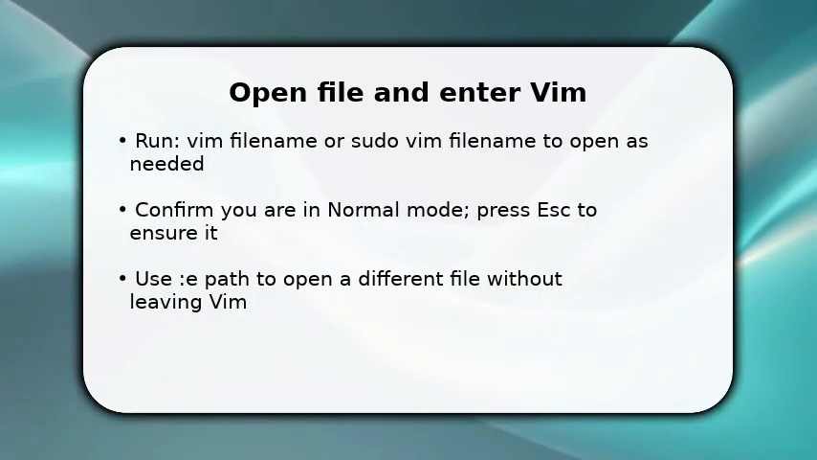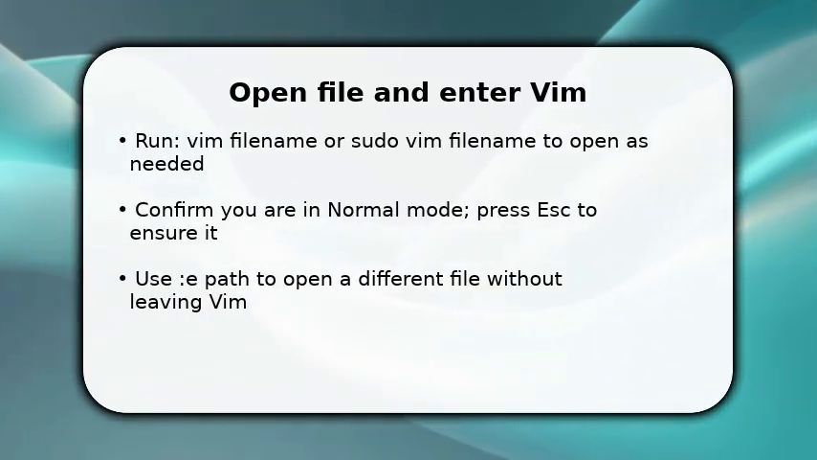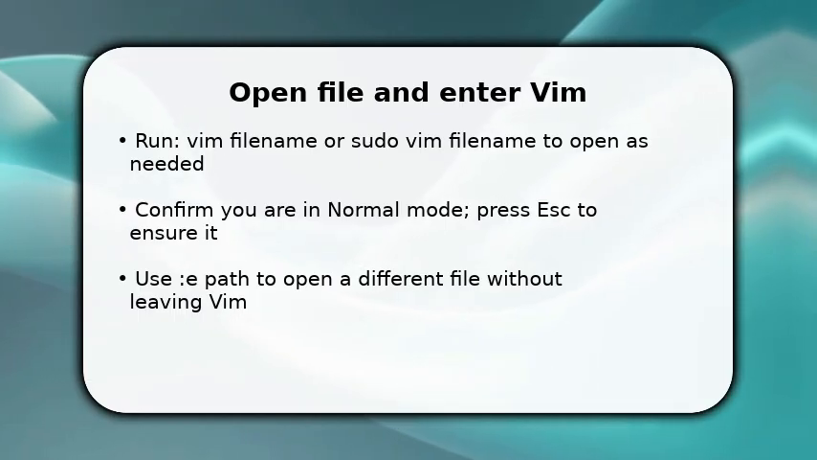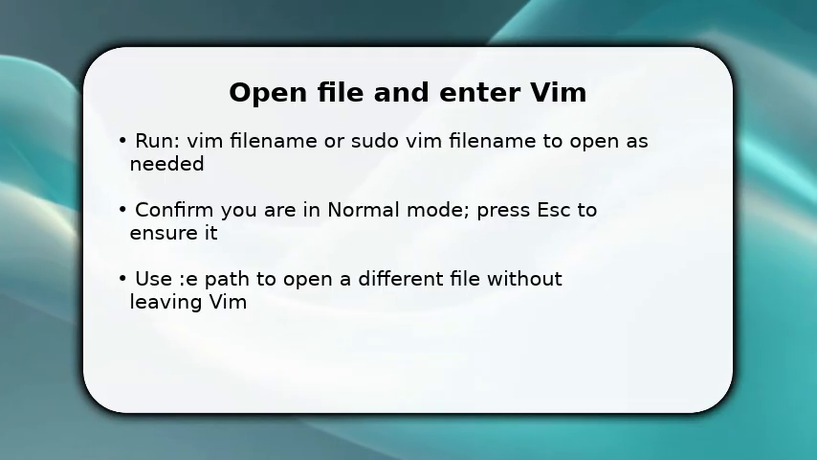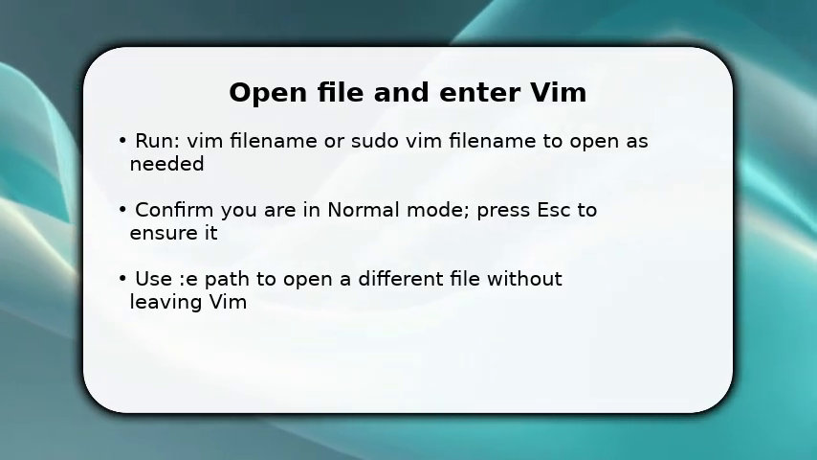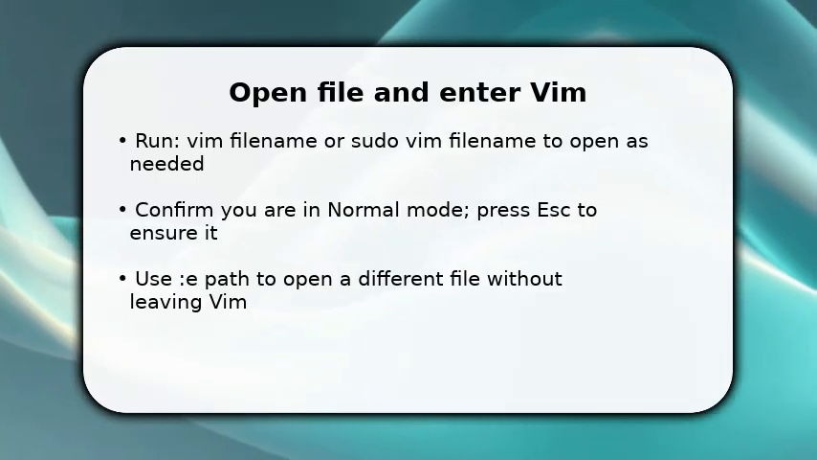You start by opening the target file directly with vim filename. This puts you into normal mode where commands work. Once inside, press ESC to guarantee normal mode, then navigate with HJKL or search with /pattern. If you must edit a protected file, run sudo vim filename or use :e with a path.